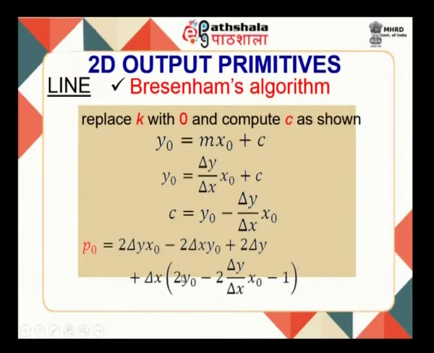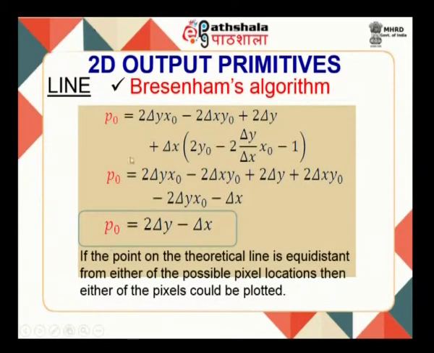When you sit and solve it with these steps, it would reduce to an expression 2 del y minus del x. So, P naught is a simple expression with 2 del y minus del x. The initial decision parameter is computed, and the next decision parameters are computed based on the previous decision parameters.